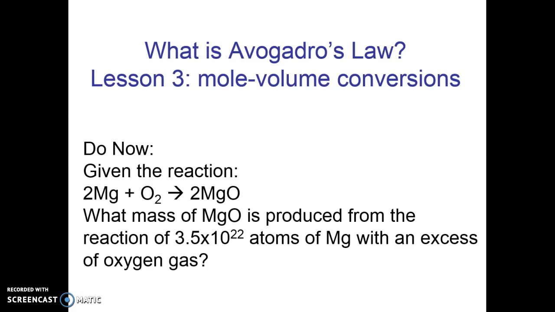So start by doing the following question. Given the reaction 2 Mg plus O2 yields 2 MgO, what mass of MgO is produced from the reaction of 3.5 times 10 to the 22nd atoms of magnesium with an excess of oxygen gas?